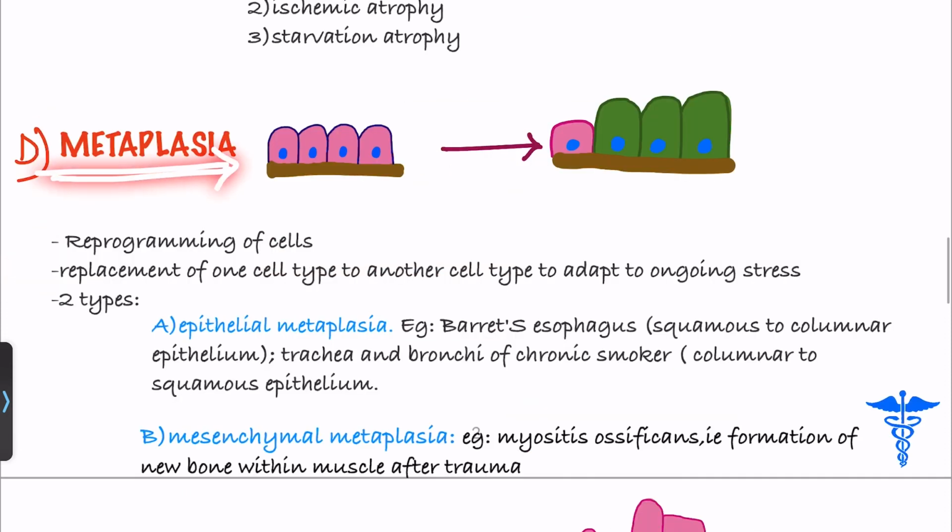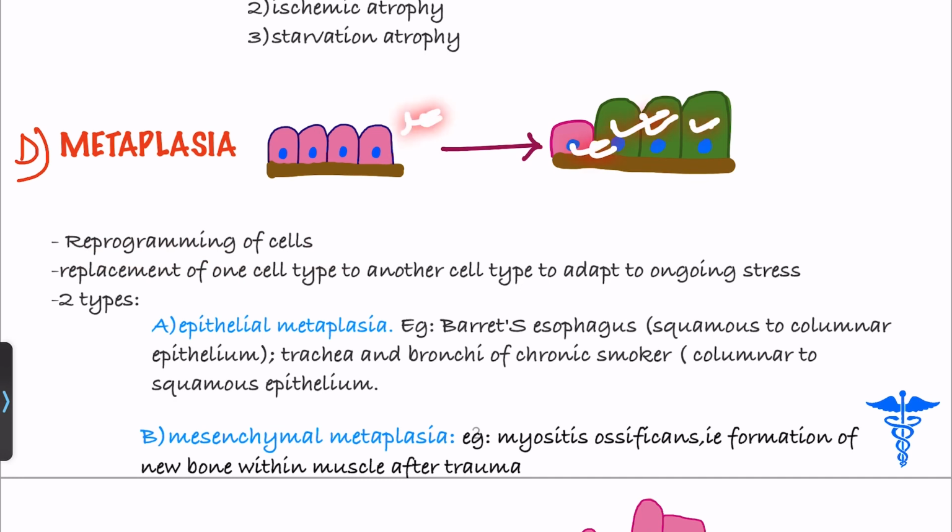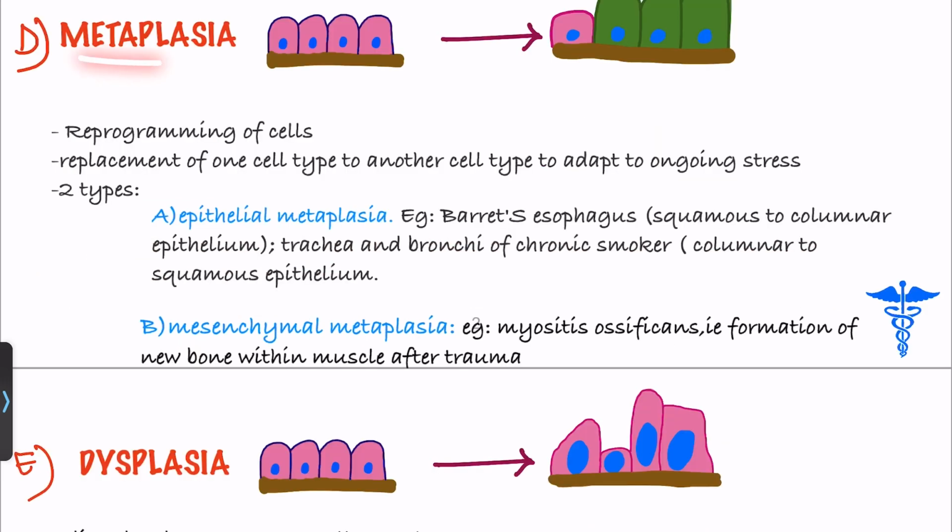Metaplasia. Metaplasia is another type of cellular adaptation where there is reprogramming of cells. That is, one cell type is converted into another cell type. In this picture, these 4 pink cells, after undergoing metaplasia, have changed into green type. That is, one cell type changed into another cell type. In metaplasia, there is replacement of one cell type by another cell type to adapt to the ongoing stress. Metaplasia can be of 2 types, that is epithelial metaplasia and mesenchymal metaplasia.